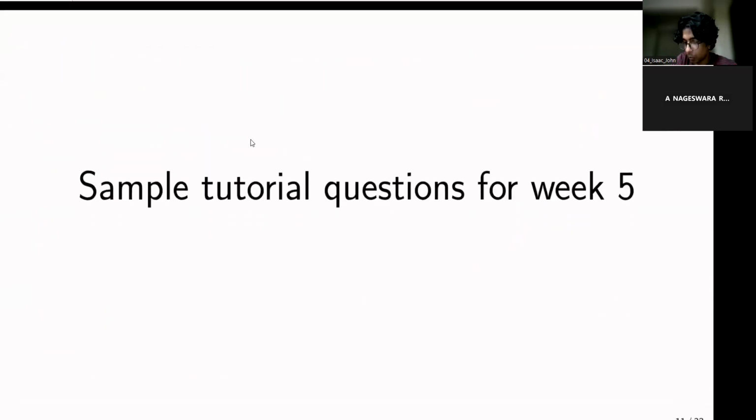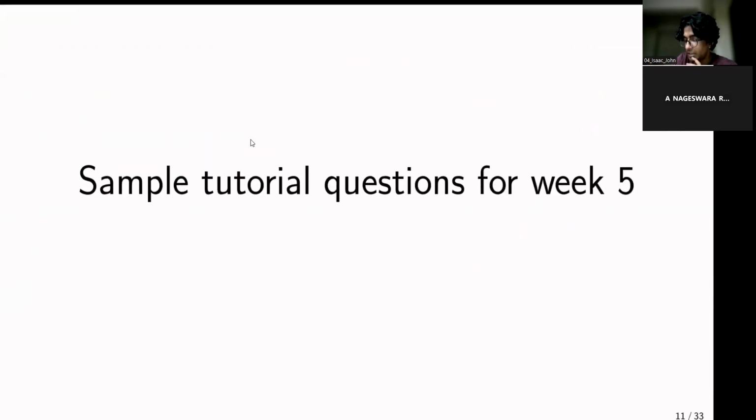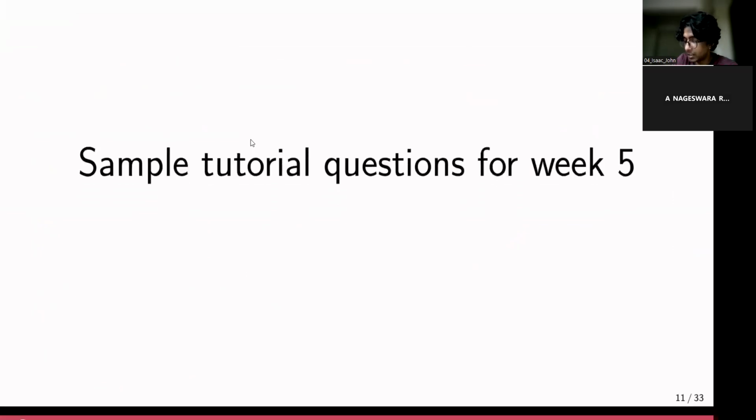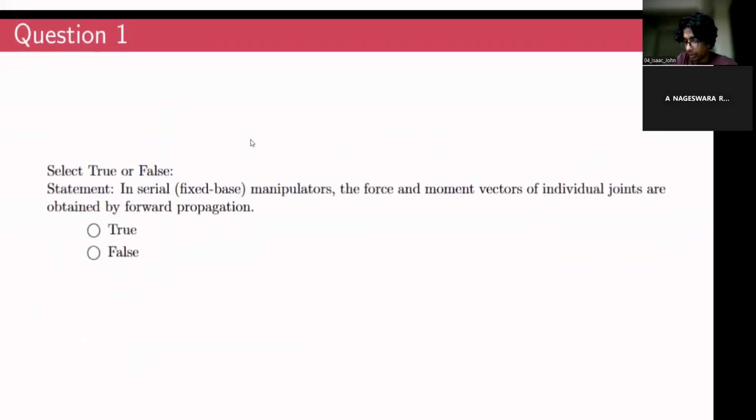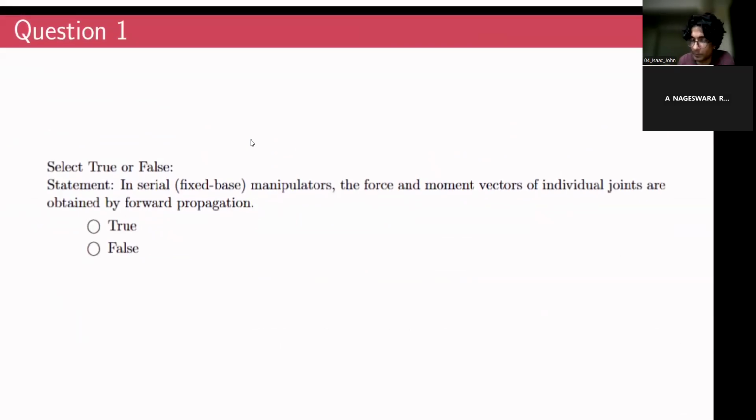Right. So now we'll do some sample tutorial questions because this is what we would like to discuss regarding dynamics. So the first question is a true or false question. In case of serial fixed base manipulators, the force and moment vectors of individual joints are obtained by forward propagation. Would that be true or false?